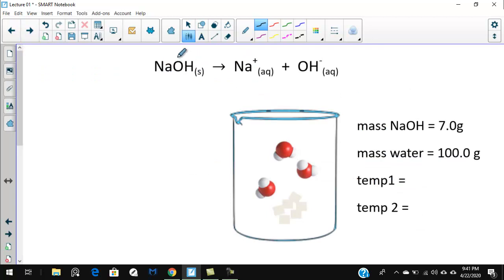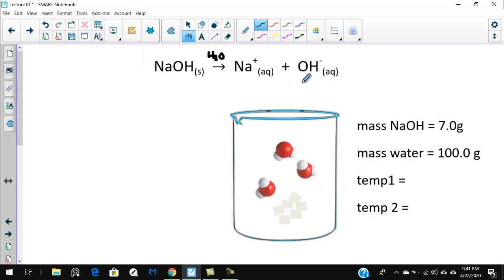We're going to take some solid sodium hydroxide. We're going to put it in water, so H2O, and we're going to have it dissolve. And when sodium hydroxide is put into water, it'll dissolve and form 2 ions, the sodium ion and the hydroxide ion. And when that happens, there is a certain amount of heat either absorbed or released in the water that this is happening in. So that's what we want to try and find out at this point.